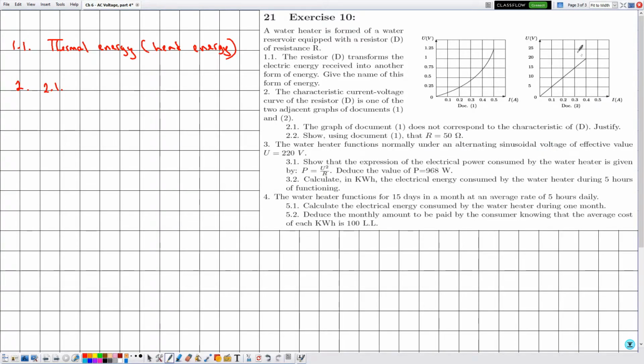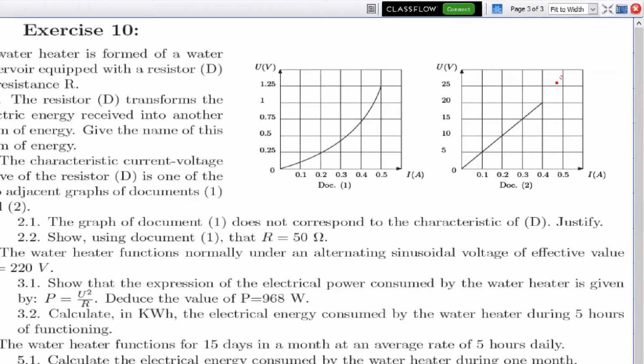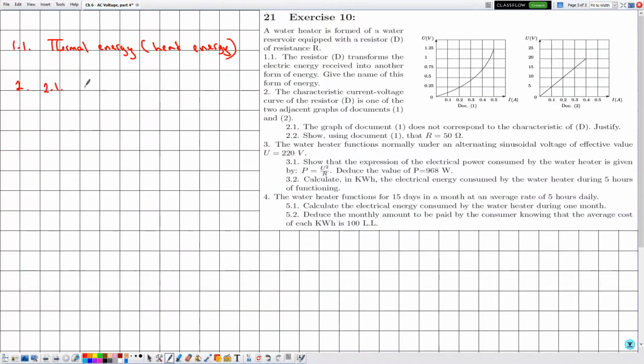Justify. So notice that the curve which is being plotted in U versus I represents the signature of the electric component. And we know that in the case of the resistor, the shape of the curve is a straight line passing through the origin. This is the straight line passing through the origin, so this is the resistor. However, this doesn't correspond to the resistor because notice, although it's passing through the origin, it's not a straight line, which should justify the fact that document 1 doesn't correspond to the characteristic of D. What is the characteristic of D? It is a resistor.